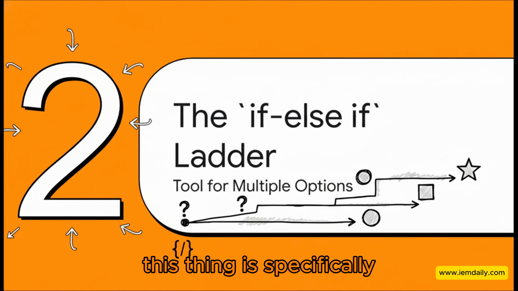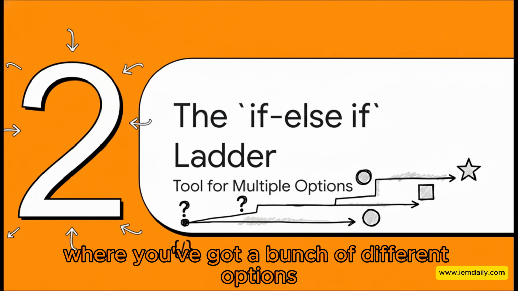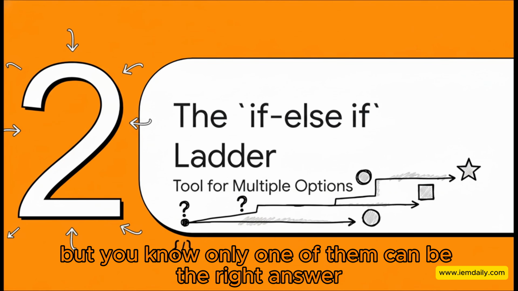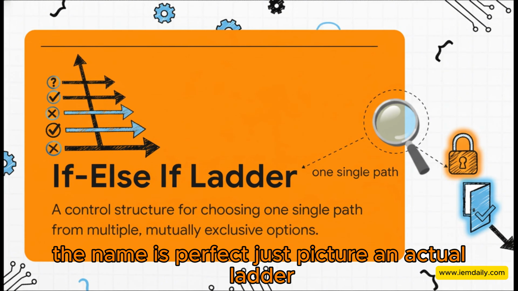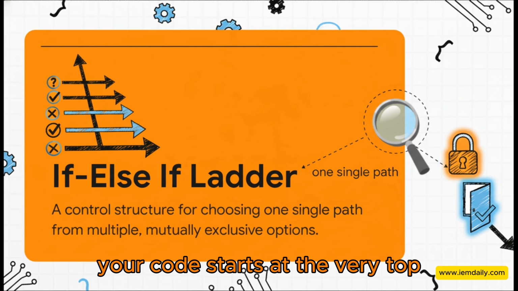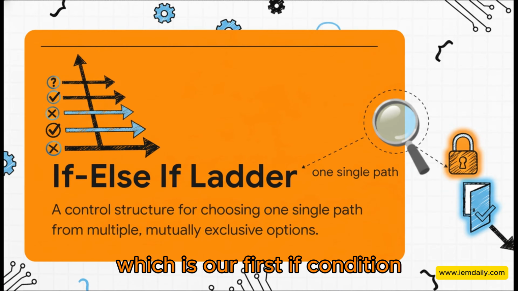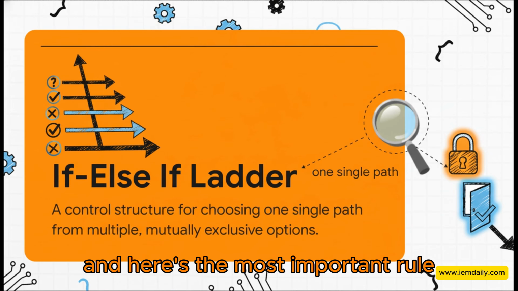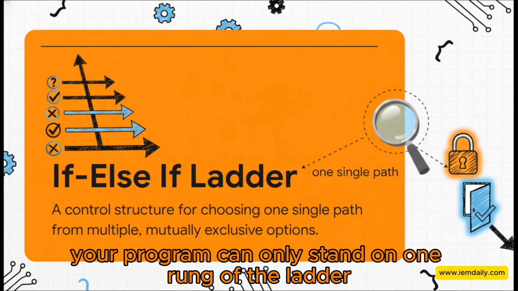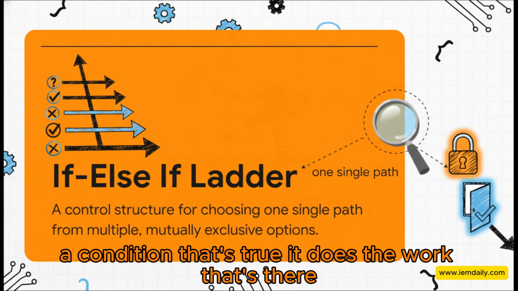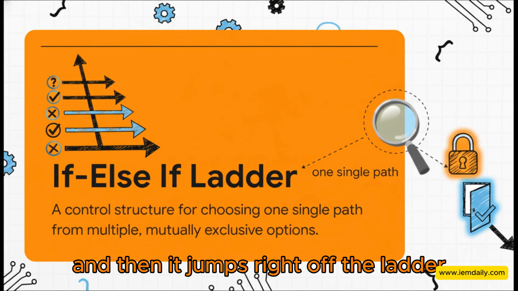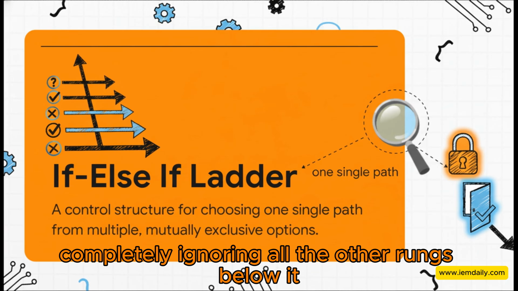This thing is specifically designed for those situations where you've got a bunch of different options, but you know only one of them can be the right answer. So what exactly is it? Honestly, the name is perfect. Just picture an actual ladder. Your code starts at the very top and checks the first rung, which is our first if condition. And here's the most important rule. Your program can only stand on one rung of the ladder. The second it finds a rung, a condition that's true, it does the work that's there, and then it jumps right off the ladder, completely ignoring all the other rungs below it.